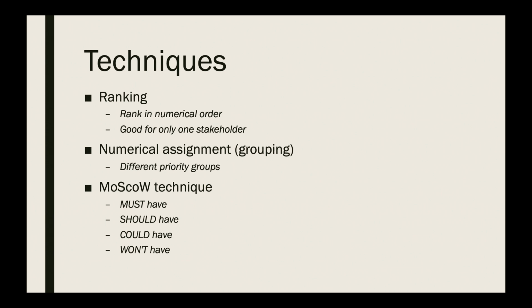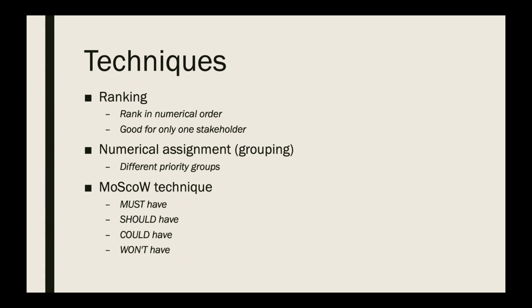The next method is called numerical assignment. It's also called grouping. It groups different requirements into priority groups. For example, when stakeholders have multiple requirement changes, they can group them into must have, may or may not need to change, or don't need to change to identify the prioritization.